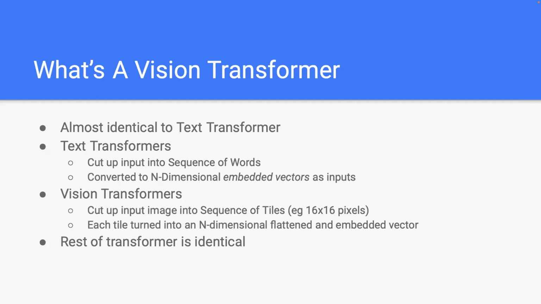Well, vision transformers basically did the same thing. Someone just took an image and cut it up into a sequence of tiles, in this case 16 by 16 pixel tiles, and flattened them into a one-dimensional vector. If you have 16 by 16 pixels, you've got 256 values. So it's just a 256-element vector. And it just fed it into the transformer like it's a bunch of words. Next slide.